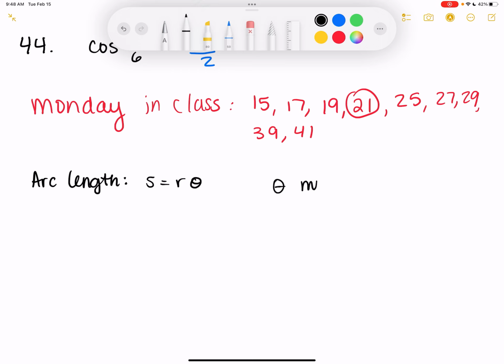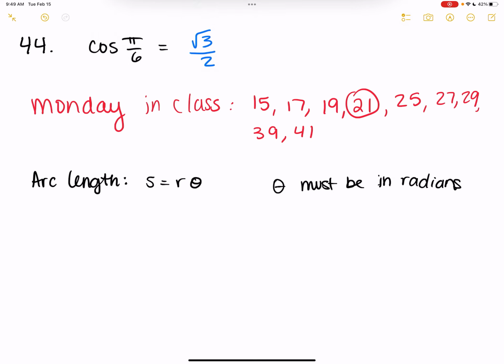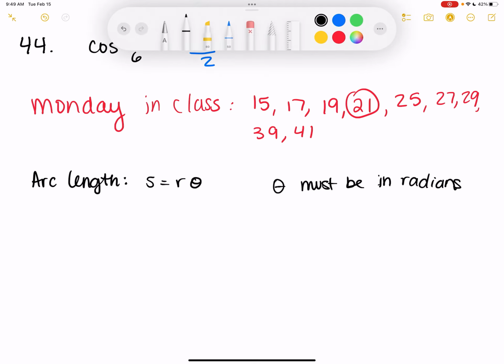Theta must be in what? Radians. Theta must be in radians. Oh, is this for the unit circle photo? And no, you don't need it for this.